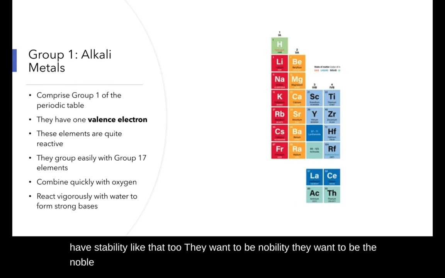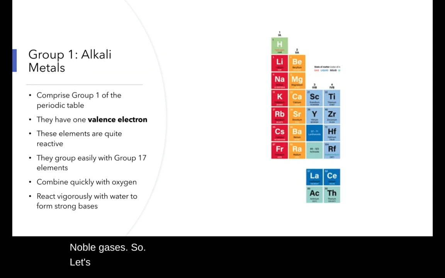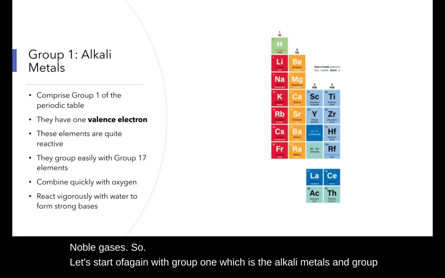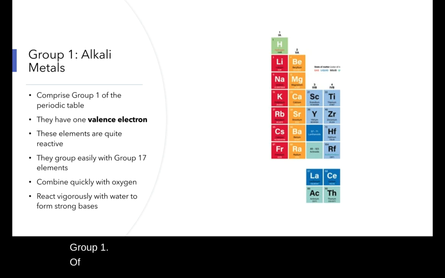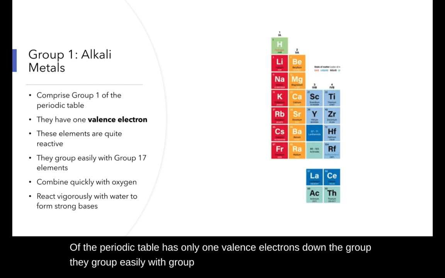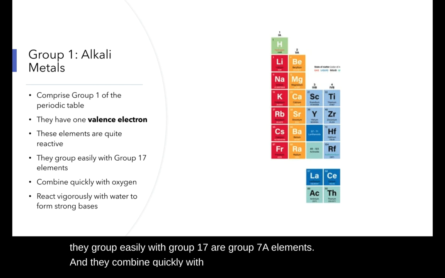So let's start off again with group 1, which is the alkali metals, and group 1 of the periodic table has only 1 valence electron down the group. They group easily with group 17 or group 7A elements, and they combine quickly with oxygen as well as react vigorously with water to form strong bases.